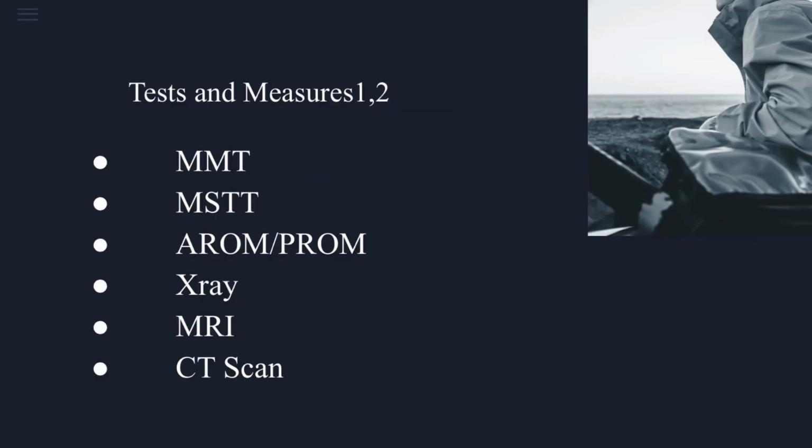For tests and measures, you have manual muscle testing, active and passive range of motion, but it's mostly X-ray, MRI, and CT scan that determine if the patient has this condition.